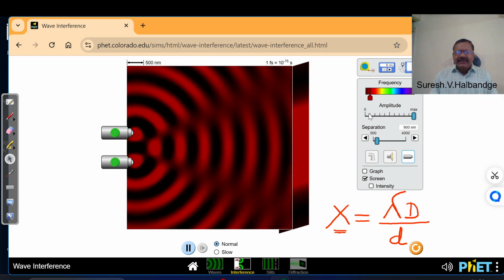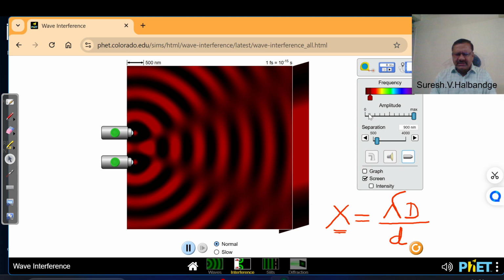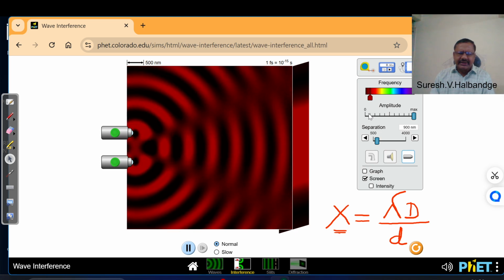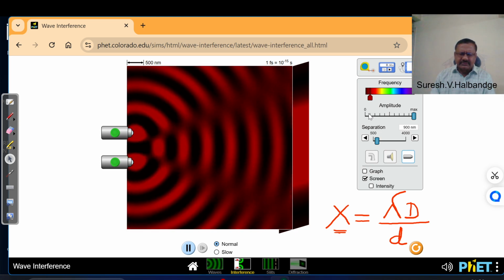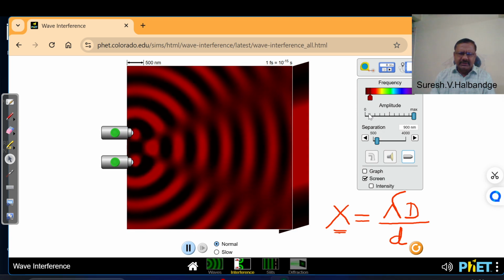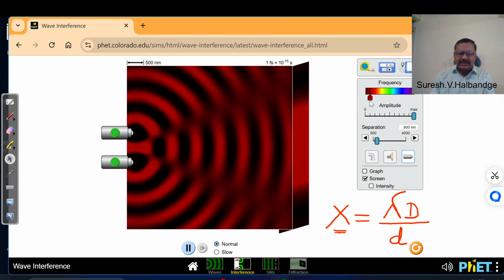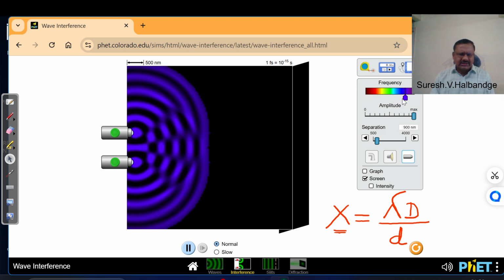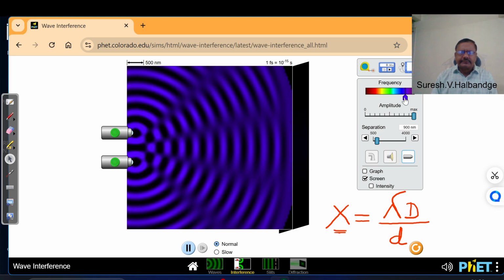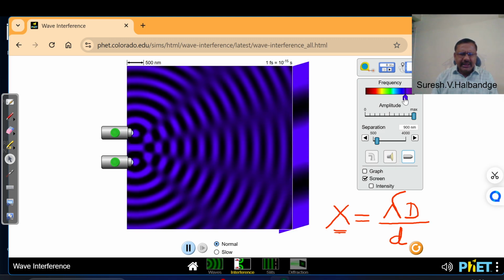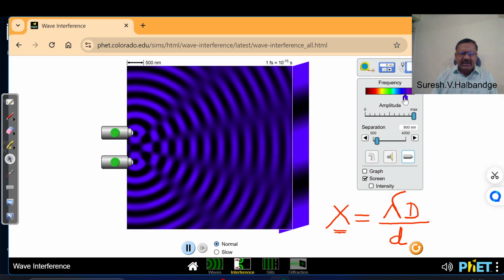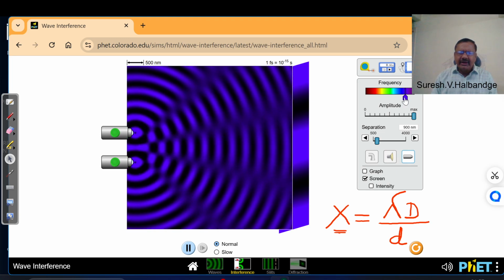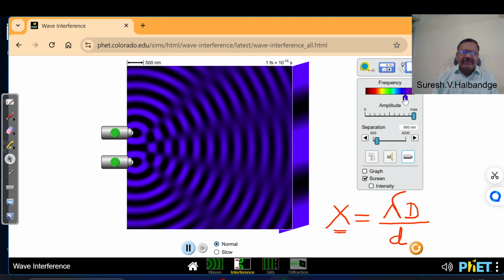Now here the wavelength is increased. So bandwidth is increased. That's why we are able to see just one bright band and alternate dark bands. Now I will decrease the wavelength and move towards the orange color. Let us see what happens. Now see, we are able to see 3 bright bands and 2 dark bands. So here the wavelength is decreased, so bandwidth is also decreased.